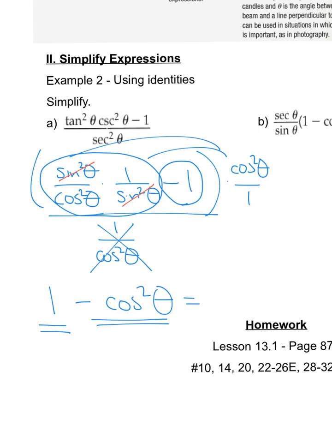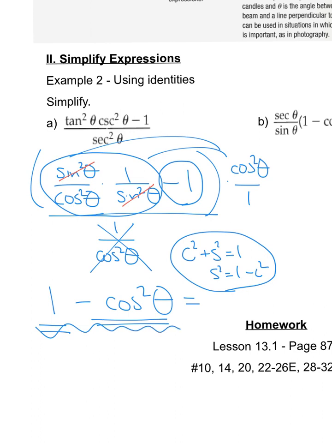Now, if we think about our Pythagorean identities, again, one of our favorite, I'm just going to write this here: cosine squared plus sine squared equals 1. So I know that sine squared is 1 minus cosine squared. And this is a key idea we're going to use a lot. So when you see an expression like 1 minus cosine squared or 1 minus sine squared, we know that 1 minus cosine squared is sine squared. So we're done.